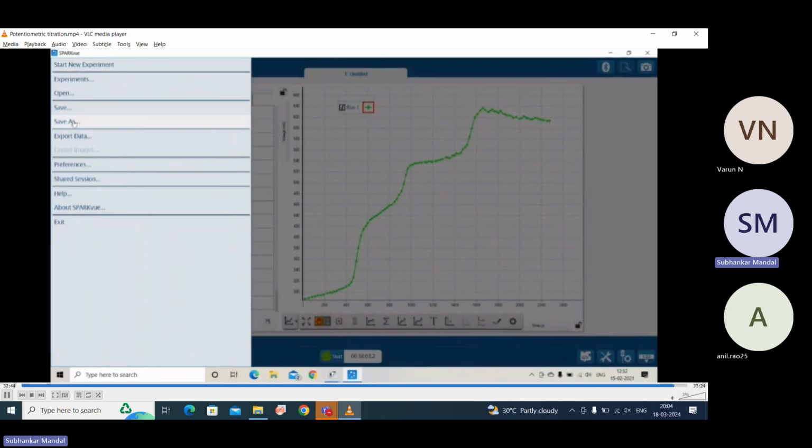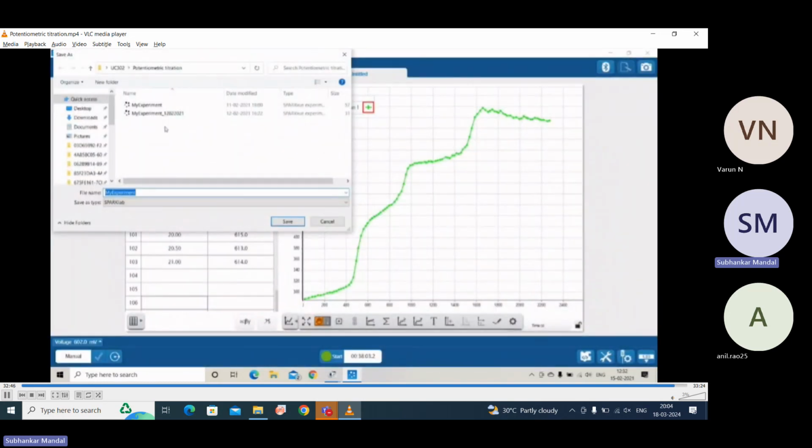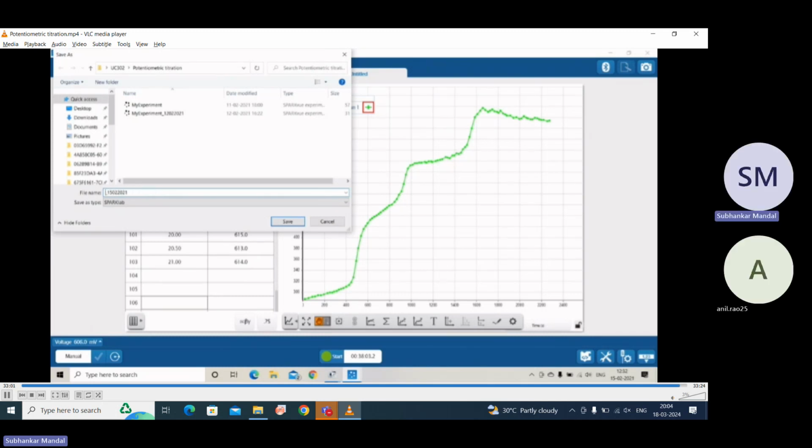Here you can see that we are getting three humps. From here you can get how much concentration of the halide there is. From the formula V1S1 equals V2S2, you can use that formula and calculate the concentration.